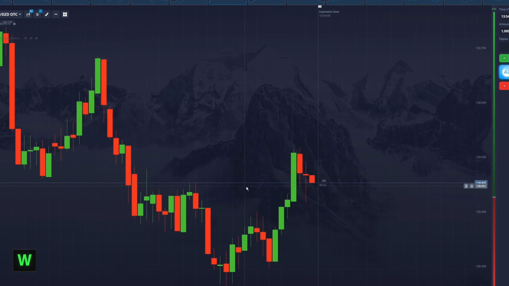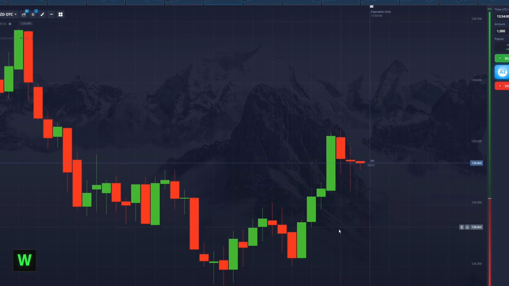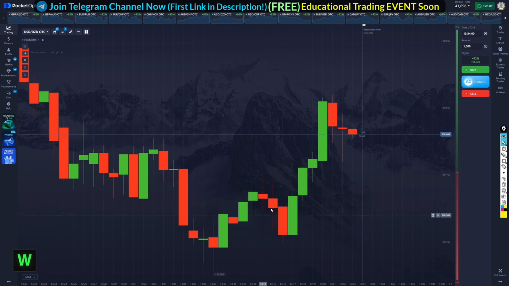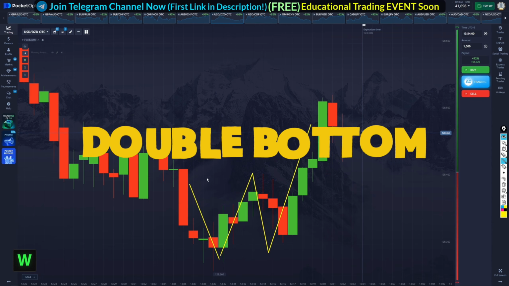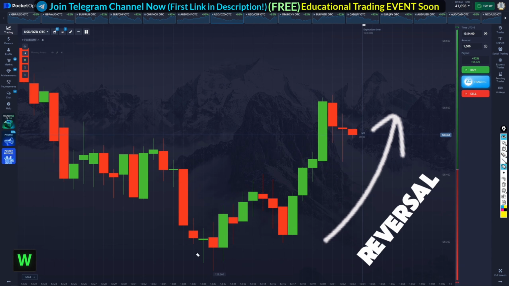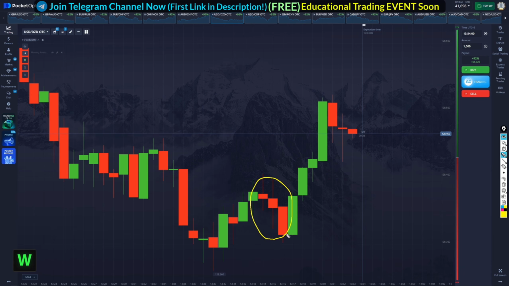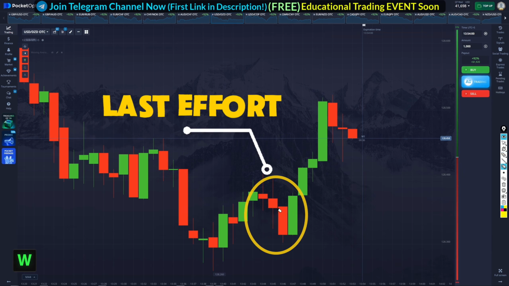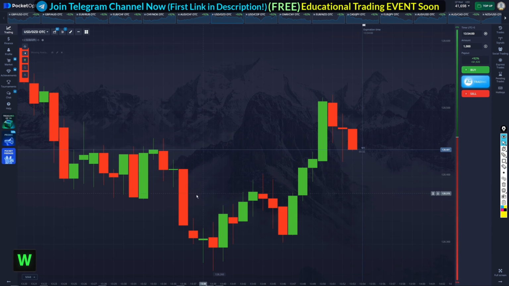Okay, let's analyze this market together. The first thing we see here is this double bottom. You know that double bottom is a market structure pattern showing reversal. Inside the double bottom, we had the last effort of sellers. This is the last effort of the sellers. This is an exhaustion candle.